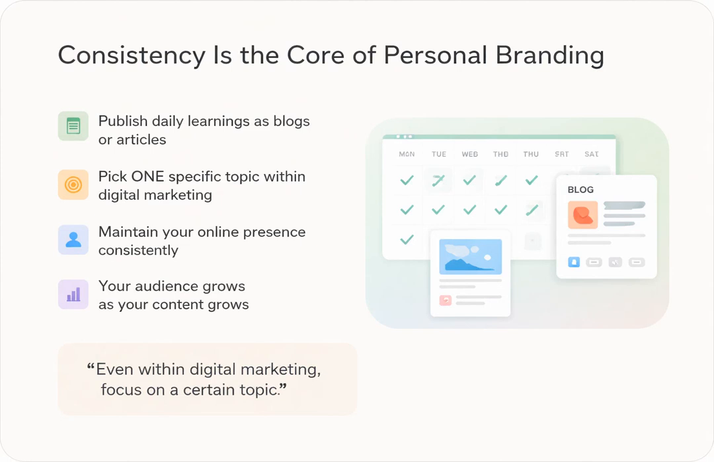Even if your overall field is digital marketing, you should go even more specific. Pick a certain topic within digital marketing and own it. Maybe it's SEO, maybe it's Facebook ads, maybe it's content creation. The idea is that when you consistently publish content around that one topic, people start to associate you with it. Your audience grows, your credibility grows, and opportunities follow. Maintaining that consistency is not optional. It is the foundation of how personal branding works online.